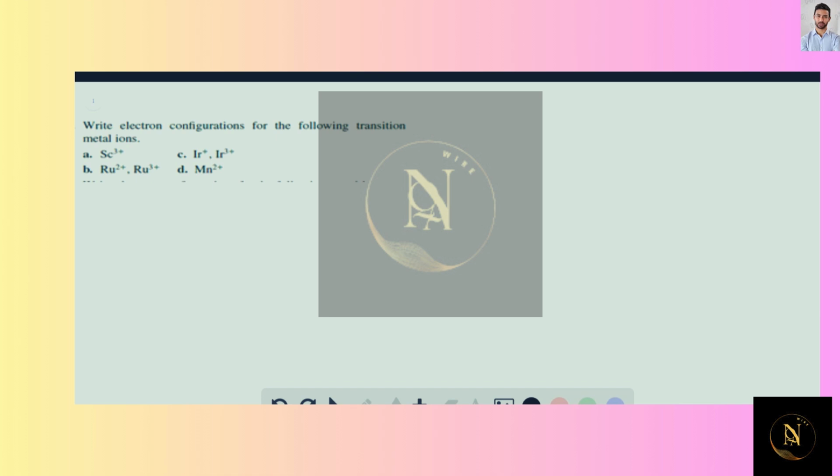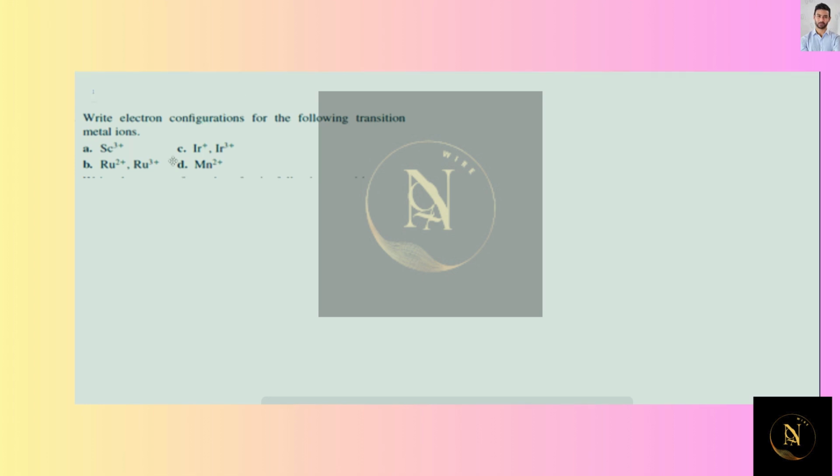Here the question is, write electronic configurations for the following transition metal ions. So we are starting with A. A is scandium. For writing any electronic configuration of the ions, first write the electronic configuration of the neutral atom. So A is scandium and its atomic number is 21.